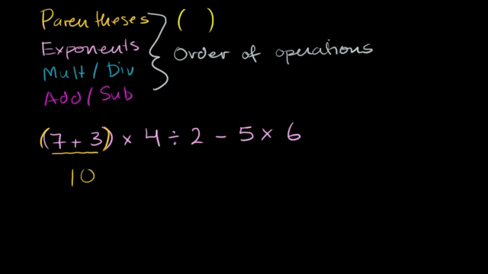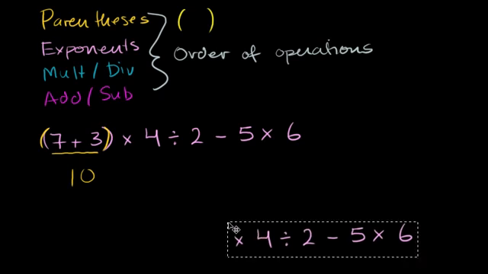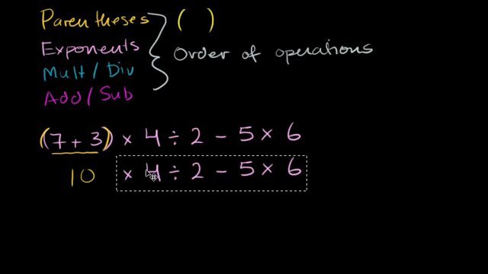times all of that. Let me copy and paste that so I don't have to keep rewriting it. So let me copy and let me paste it. So that simplifies to 10 times all of that. We did our parentheses first. Then what do we do? There are no more parentheses in this expression.